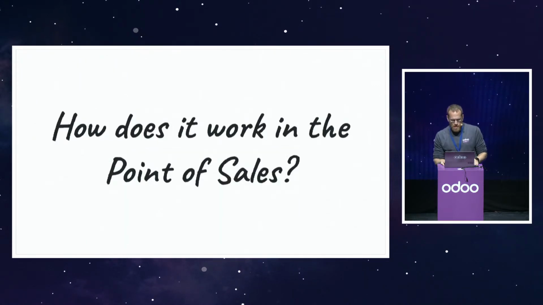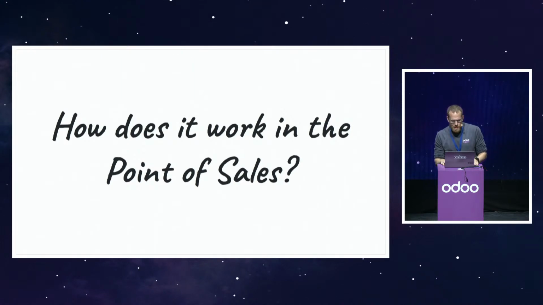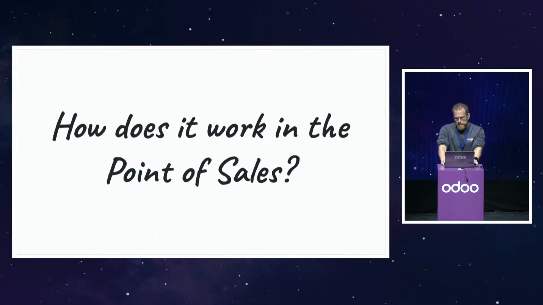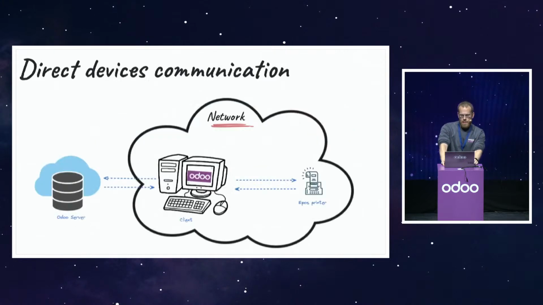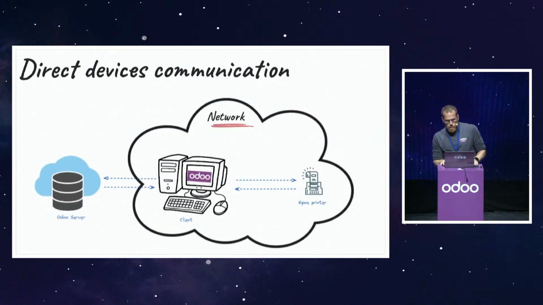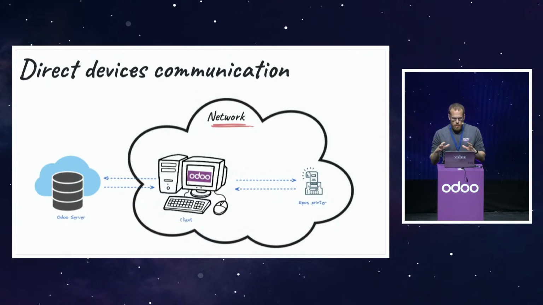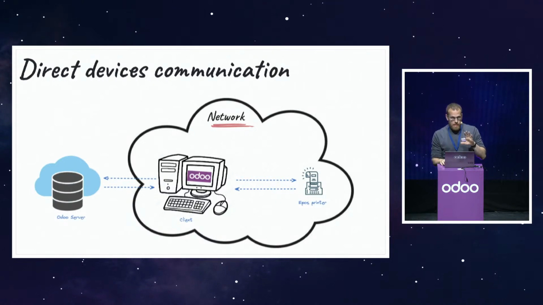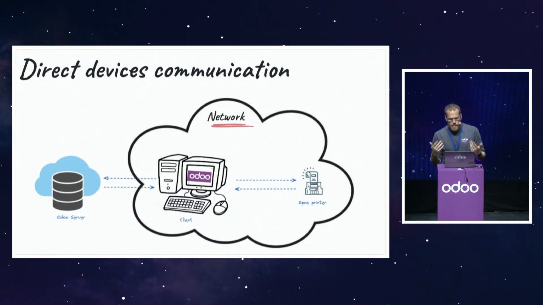So now you know how it works for the backend, but you will see that in the point of sale, in the front end, it's a bit different. Here, we'll take advantage of the network, but let's first see the very basic device, without any IoT.